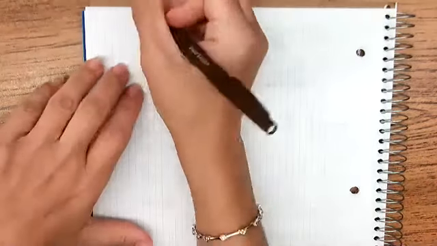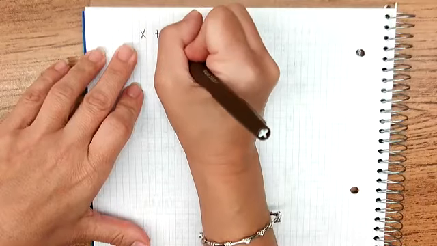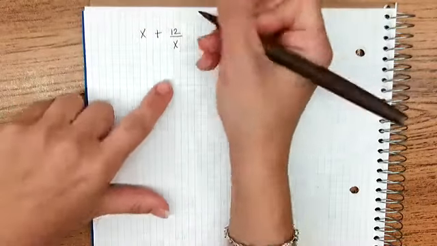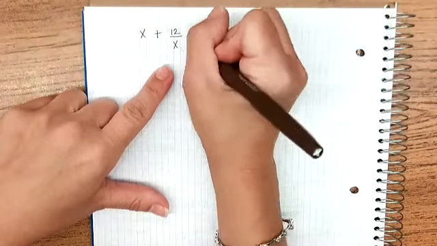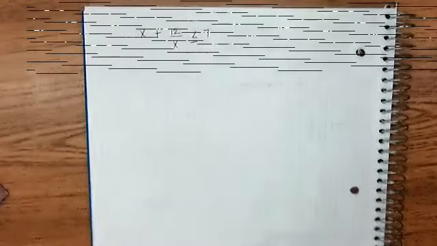Let's do another one where we can practice. Let me focus this. Where we can practice with the denominators. Let's do x plus 12 over x less than 7. I'm going to stick with the or equal to, just so you get some practice with the asymptotes, etc.